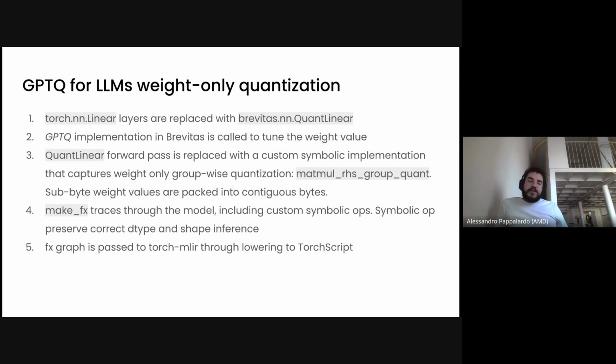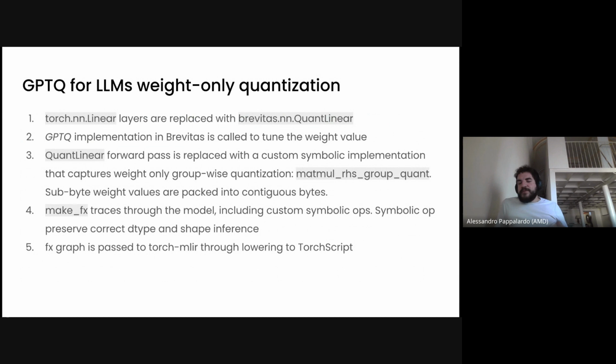After we do that, we call the GPTQ implementation in Brevitas. So Brevitas has its own GPTQ implementation that works on top of the Brevitas API, and that's used basically, as the GPTQ algorithm does, to reduce the amount of quantization error that is introduced by weight quantization by tuning the underlying weight values that are being quantized.